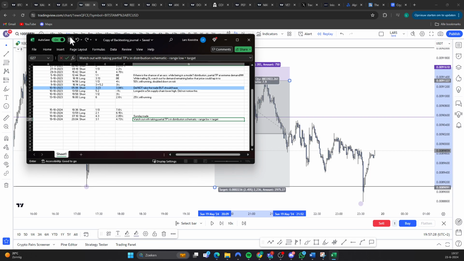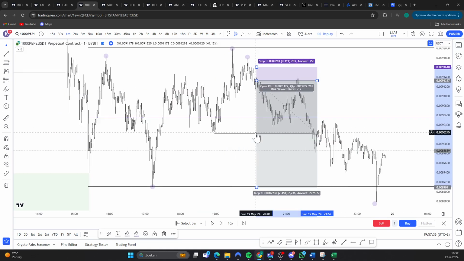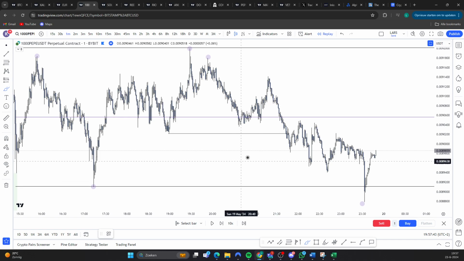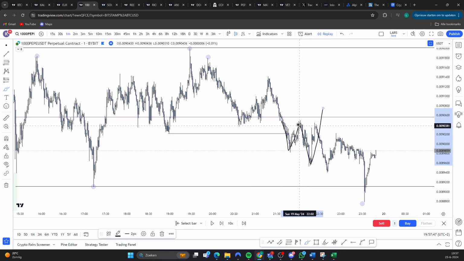So I'm gonna write this now, knowing it's for both, because I remember. I've said watch out with taking partial TPs in distribution schematic. Range low is target. With this one, it is valid to take a partial because you also have potential accumulation to form. But you never broke any structure. So if you're being patient, then you would have made a full 7%.